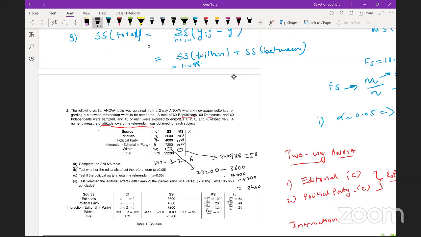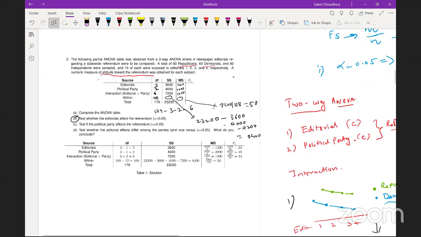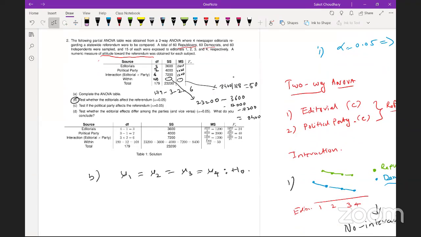Now we are asked the next question, which is part B: test whether the editorials affect the referendum, right? Now, what does this mean? You're essentially saying that the editorial 1, editorial 2, editorial 3, and editorial 4 mean effects are the same. This is your null. This is what you have to test. Okay, so how do we test this? It's again going to be our two-way ANOVA, so we are again going to work with the F statistic.